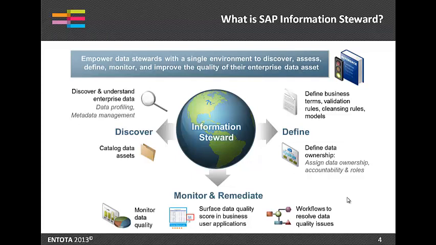The second thing we want to do is define. So we've discovered the quality of our data. So now how do we define that? How do we define the rules, the various definitions we have, so everyone can use it, so everyone understands it? That is one of the main aspects of the Information Steward tool, to create that link between the IT and the business people. So both people can understand that data and understand the quality and how you can improve on it.